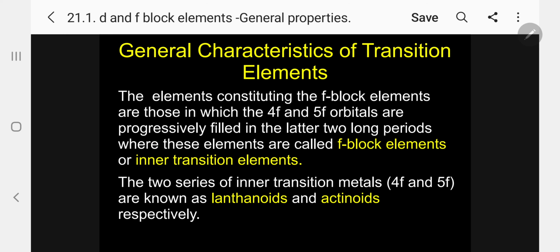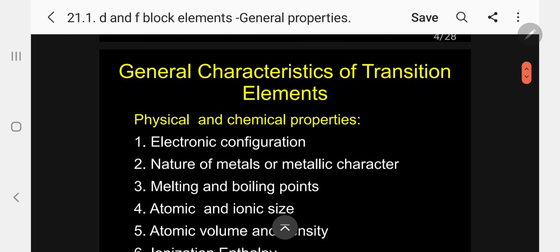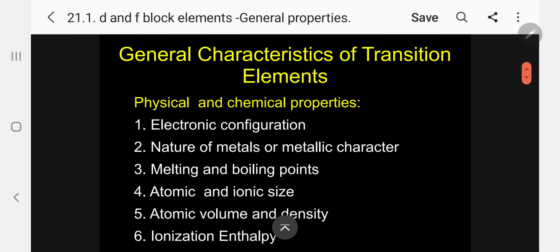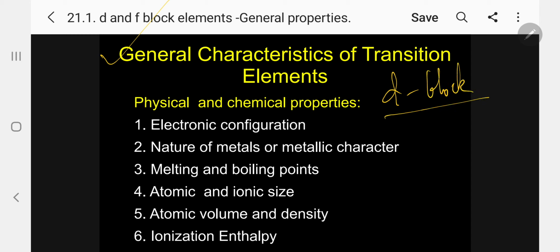So, let me concentrate first on the general characteristics of transition elements, that is d block elements. I will concentrate on the physical and chemical properties.